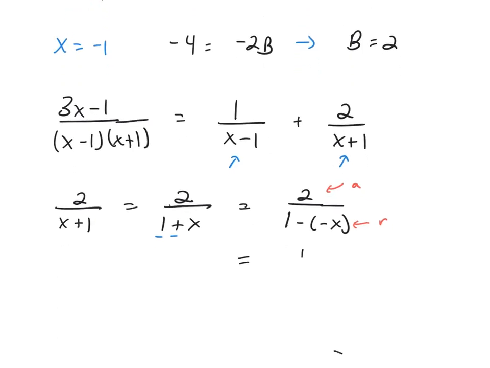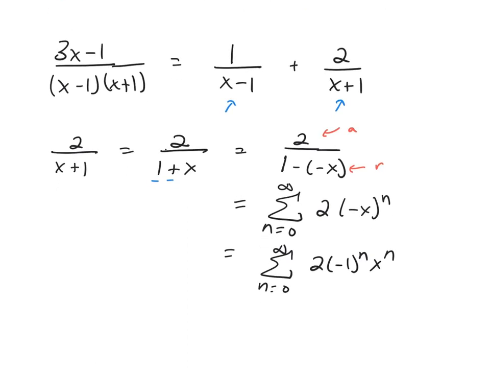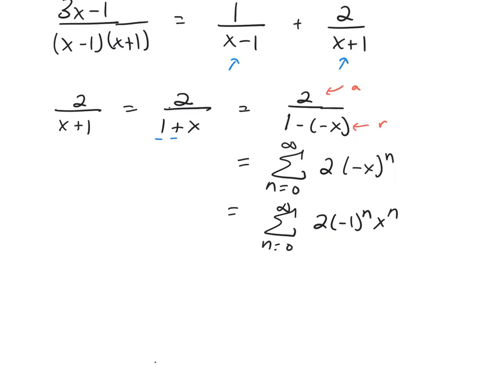So the power series for this would be the sum of 2 times (negative x) to the n, or 2 times (negative 1) to the n, x to the n. So that is the power series centered at 0 for that second fraction. Let's find a power series centered at 0 for the first one, 1 over x minus 1.